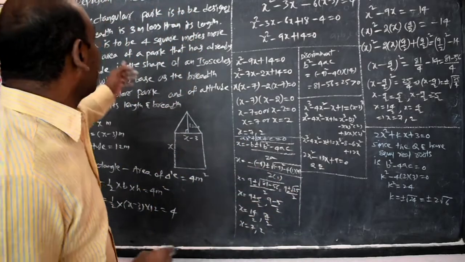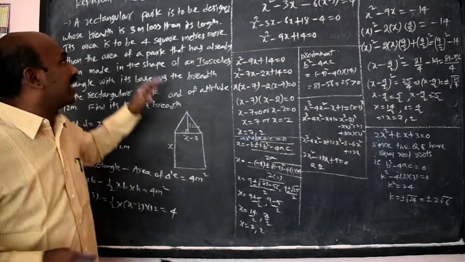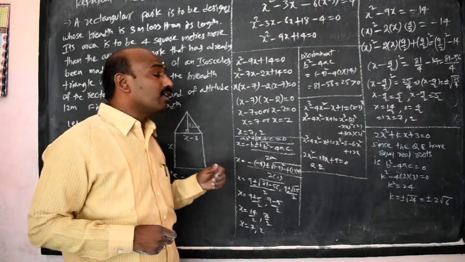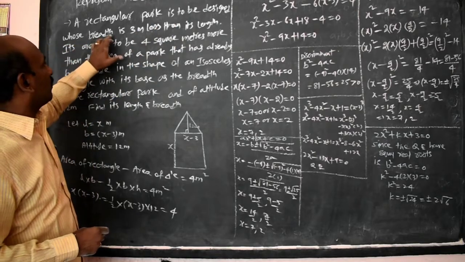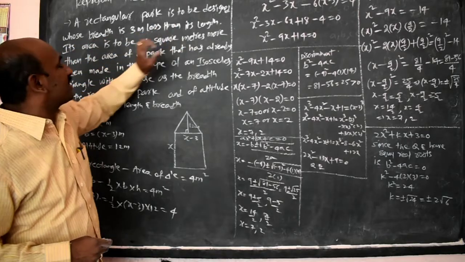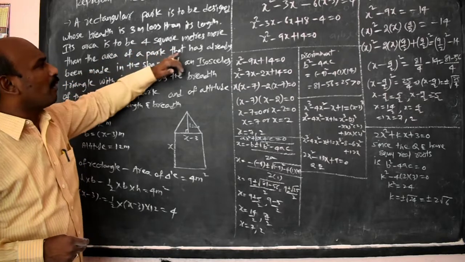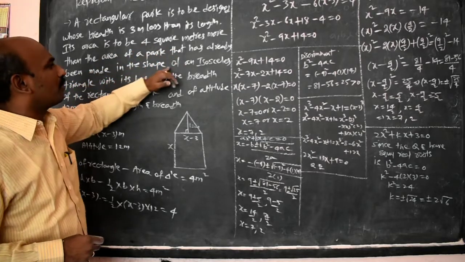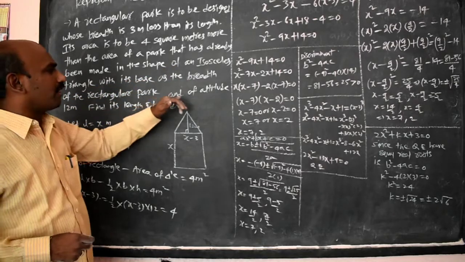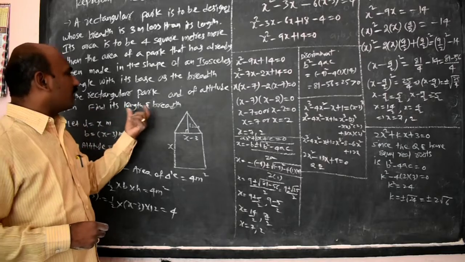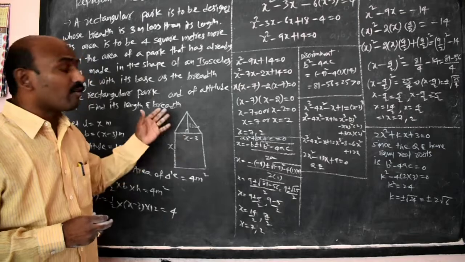Next is representing the data as a quadratic equation. I have taken one example from the textbook. A rectangular park is to be designed whose breadth is 3 meter less than its length, and its area is to be 4 square meter more than the area of the park that has already been made in the shape of an isosceles triangle, with its base as the breadth of the rectangular park and altitude 12 meter. Find its length and breadth. This question is given. We need to frame the quadratic equation.